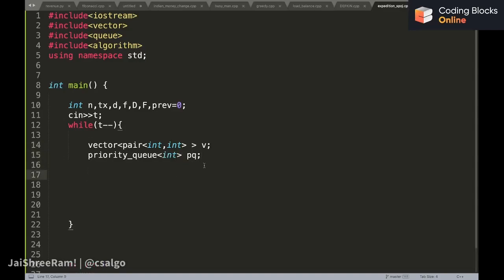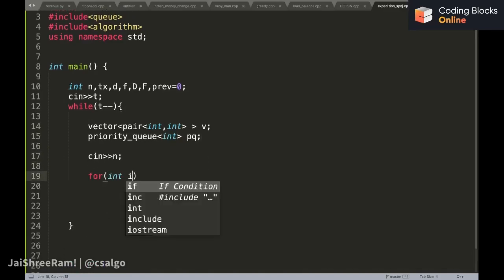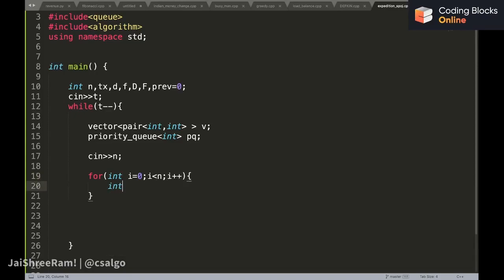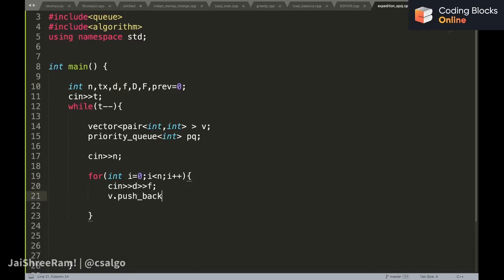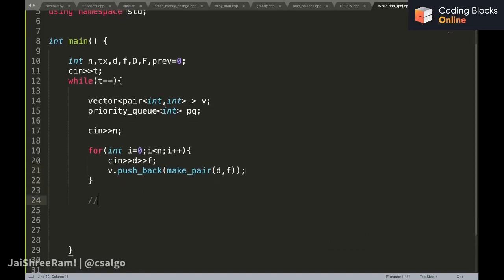And after that we can scan how many stops we have, that is the number of stops. And then for each stop we have to read what is the location of the fuel station and the capacity it is offering. I less than n, I plus plus. So we will read two things, the distance and the fuel. So this d and f is that. So we can say cin d and cin f, and we can say v dot push_back make_pair d comma f. So that takes the input, and from here we can start our logic.